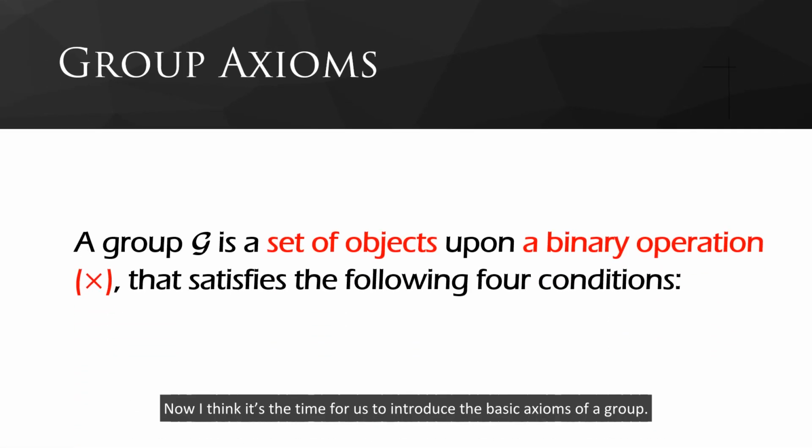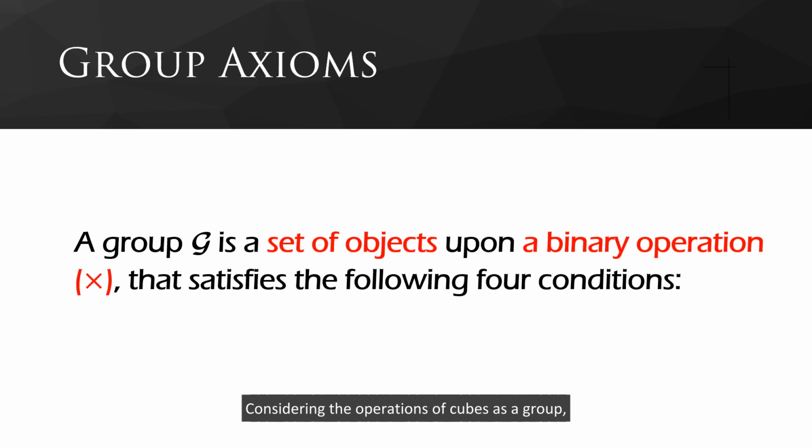Now I think it's time for us to introduce the basic axioms of a group. In the beginning, I will say that a group G is a set of objects upon a binary operation, let's call it cross, that satisfies the following four conditions. And wait, there are so many technical terms that need to be clarified. Briefly, a binary operation can be understood as any function that receives two inputs and produces one output. But you can research a more rigorous definition online.